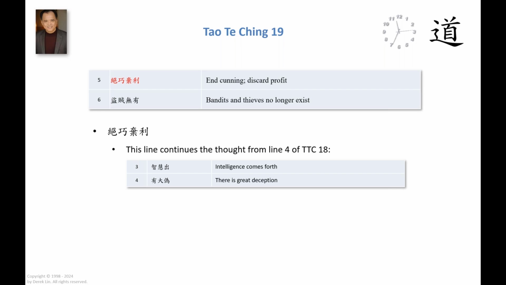Cunning, in this case, means the native manifestation of human intelligence. Intelligence that is used or misused to deceive. And profit here is in the context of excessive greed. Ending cunning and greed address the cause of deception. Cunning is used to increase one's own profits at another person's expense, and this is through theft or robbery.